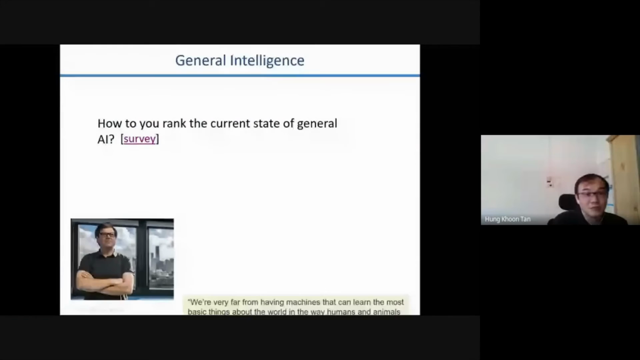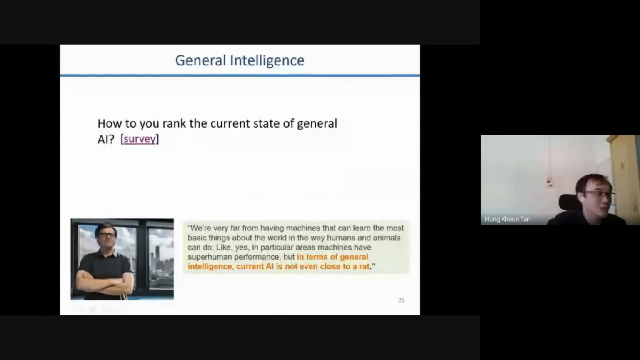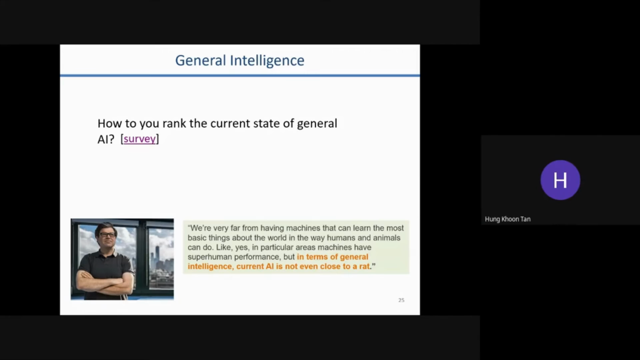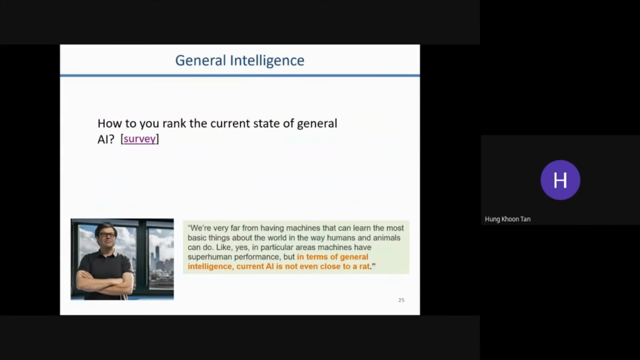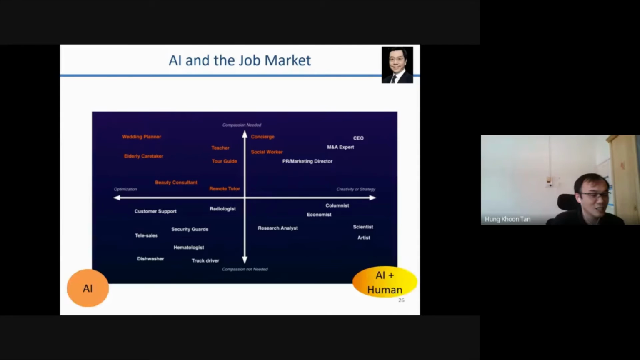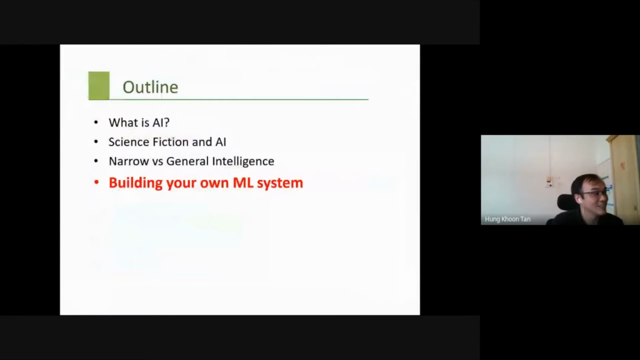All right. So Yann LeCun is one of the founders of deep learning. He's the inventor of the convolutional neural network. This is his statement: in terms of general intelligence, our current AI is not even close to a rat. So we still have a long way to go. According to Yann LeCun, it's not even close to a rat.